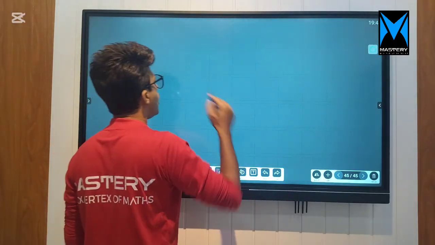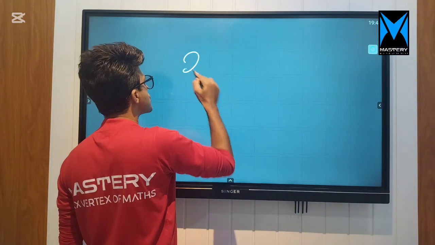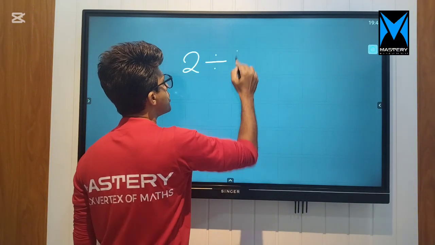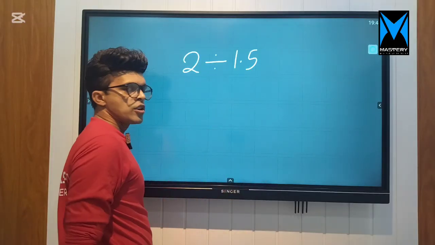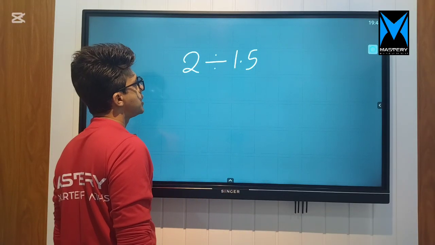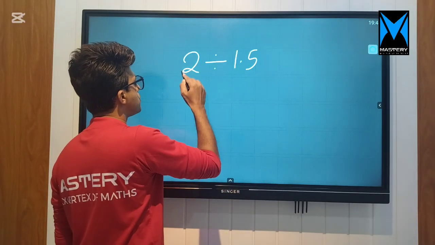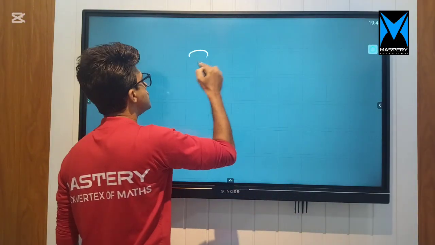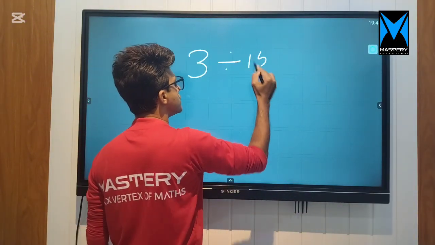Next one is, how can you do this type of one? 3 is divided by 1.5. 3 is divided by 1.5. How can you do this type of one?